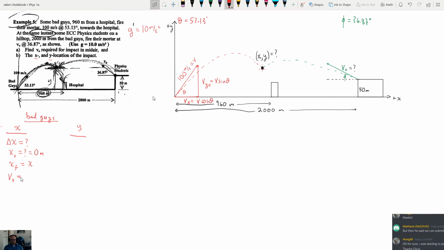So if we plug in the numbers that we have, Vx is going to be equal to 100 meters per second multiplied by the cosine of, what is it, 53.13. Theta is 53.13.